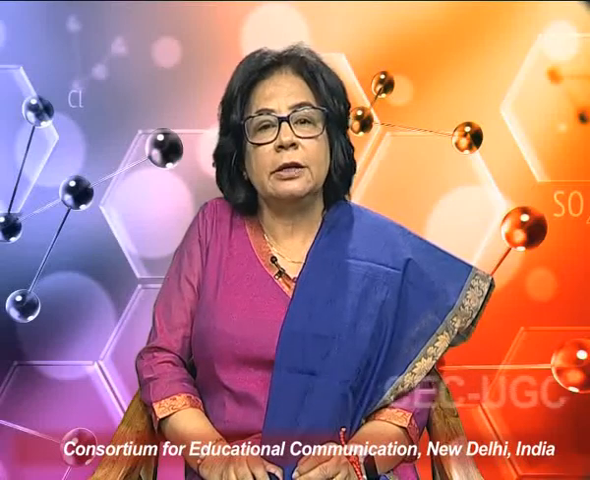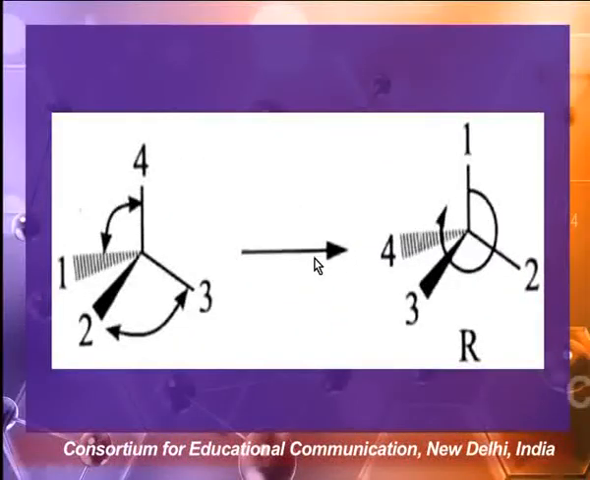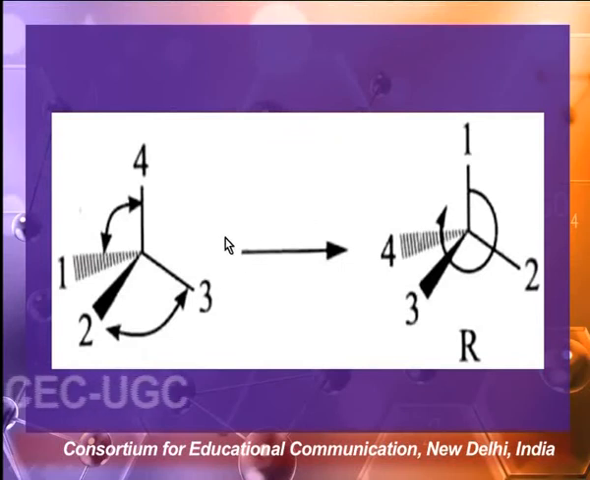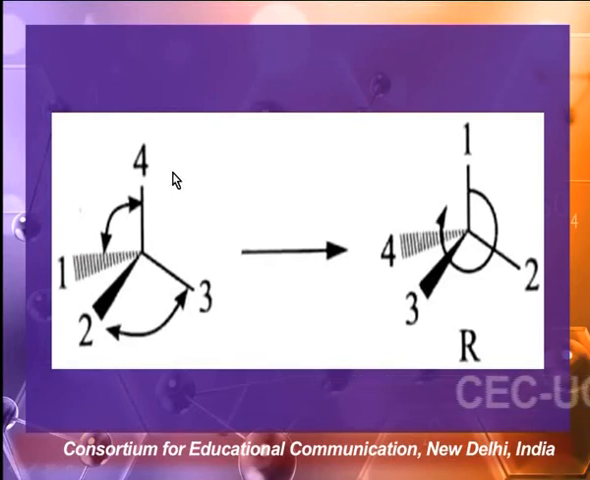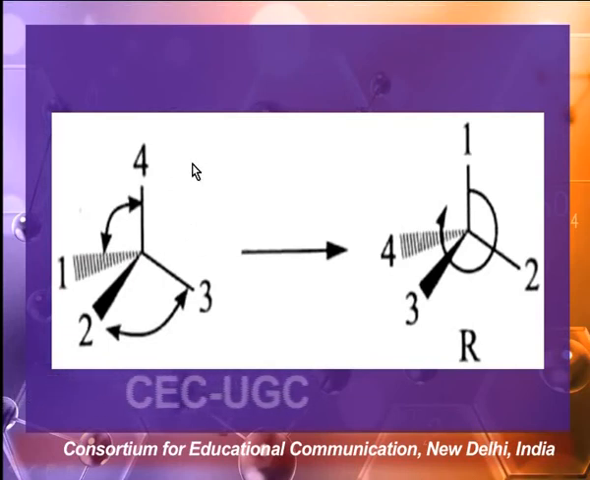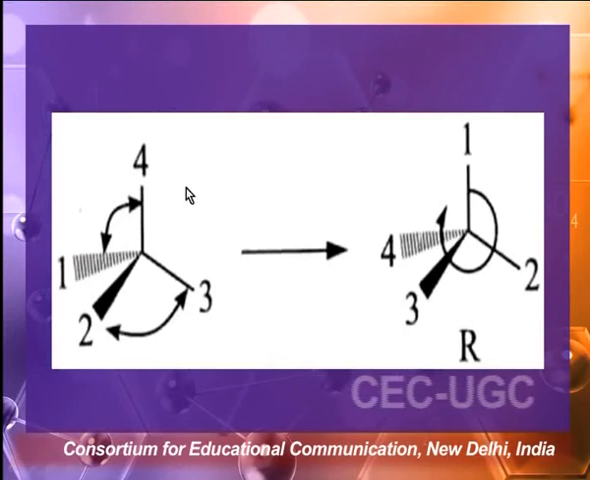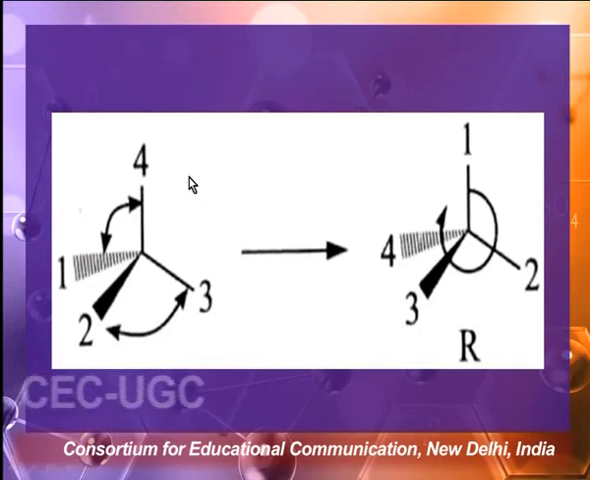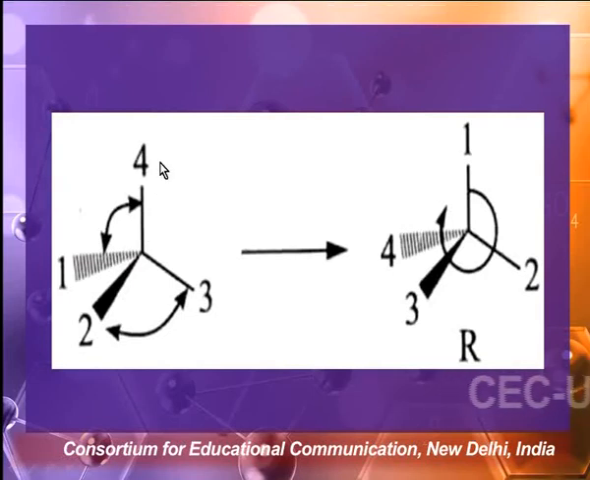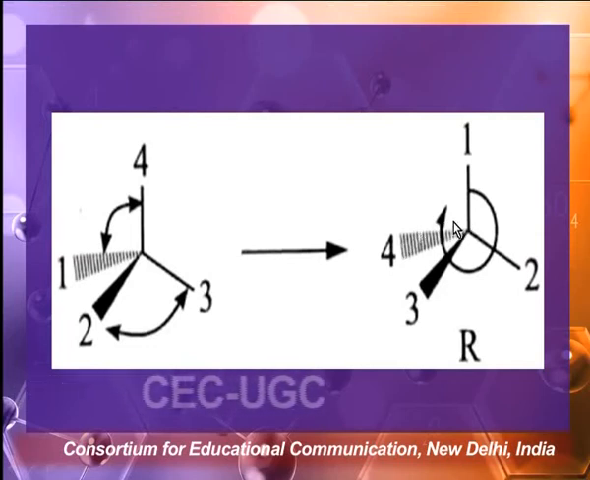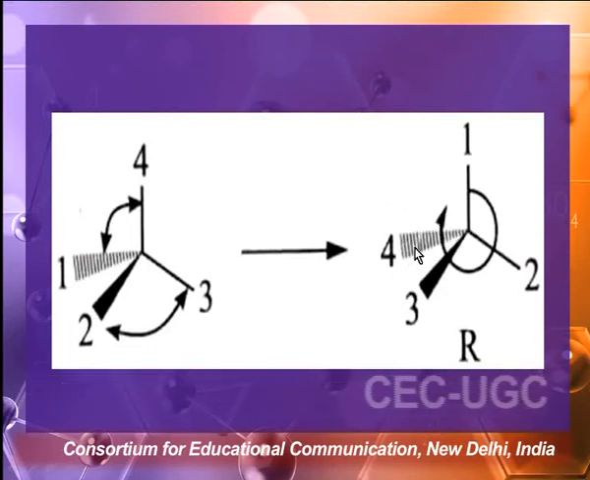So what we find here, as you can see on your screens, is that the group having lowest priority, that is group 4, is in the plane of the paper. So when it is in the plane of the paper, I will have to make 2 interchanges. When we make 2 interchanges here, we can now interchange group 4 with group 1. Why am I doing so? Because I want group 4 to be away from the observer, and we know that a dash will represent a group which is going away from the observer.